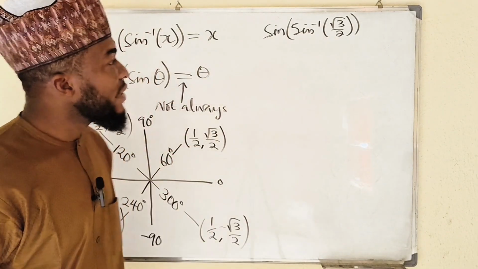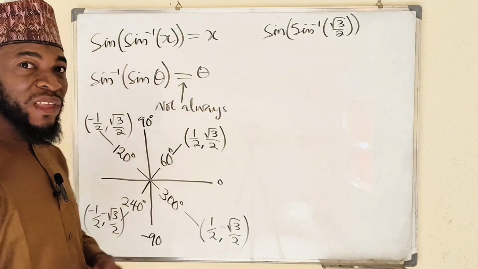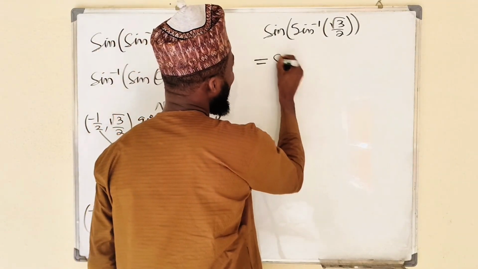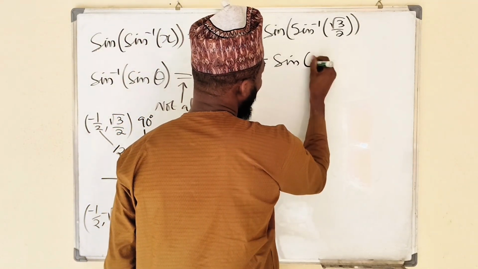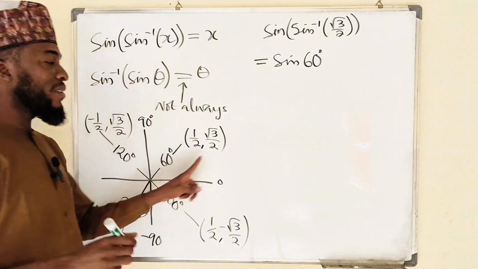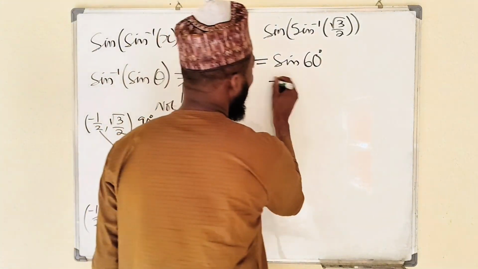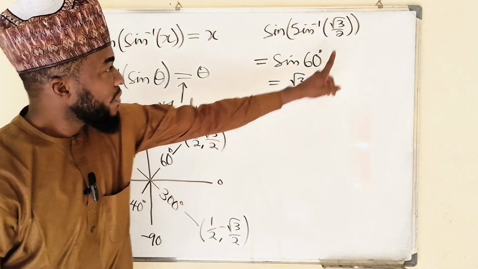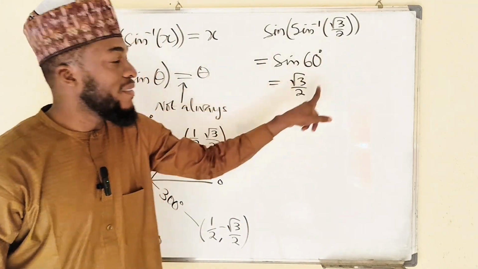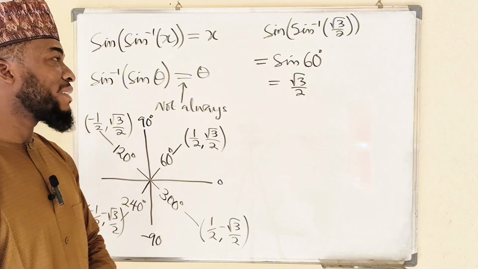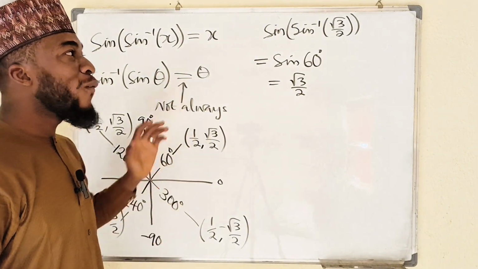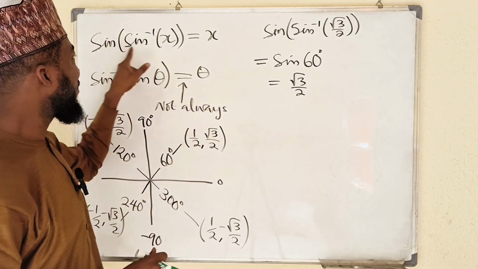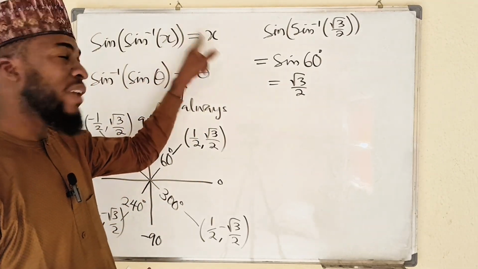Therefore, sine of sine inverse of root 3 divided by 2: since we have infinitely many angles, the smallest angle will be 60 degrees. So this will be equal to sine of 60 degrees. And sine of 60 degrees is root 3 divided by 2. So you can see that this and this are exactly the same. We have no problem with that. So therefore, sine of sine inverse of anything will give you that anything. Sine of sine inverse of x will forever be equal to x.